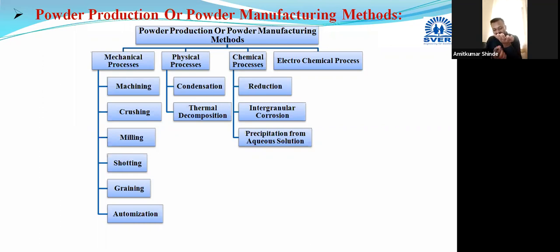Depending on this, we will get the shape of the powder particle. And generally in this shooting method, whichever powder particles are obtained, they are spherical in nature. Okay, spherical in nature. This is the concept of this shooting method.